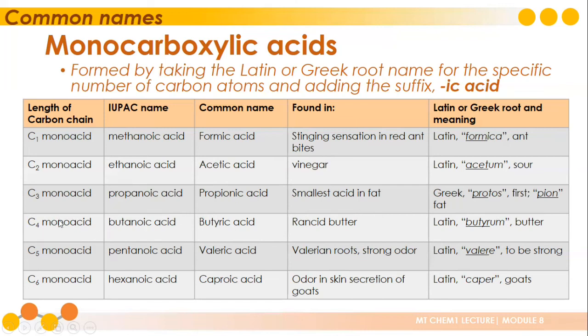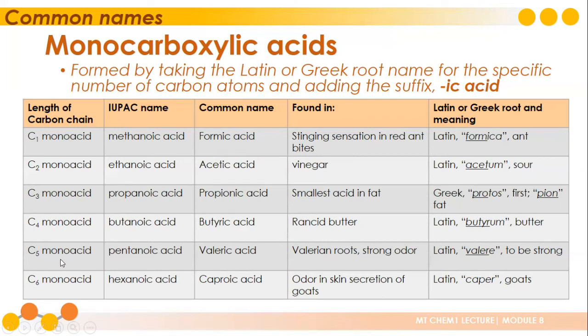C4 monoacid with the IUPAC name butanoic acid, with the common name butyric acid, found in rancid butter. Okay, this is from the Latin word butyrum, which means butter. As you can see, we get the root word, which is butyr, adding the ic acid, which results in the common name butyric acid.